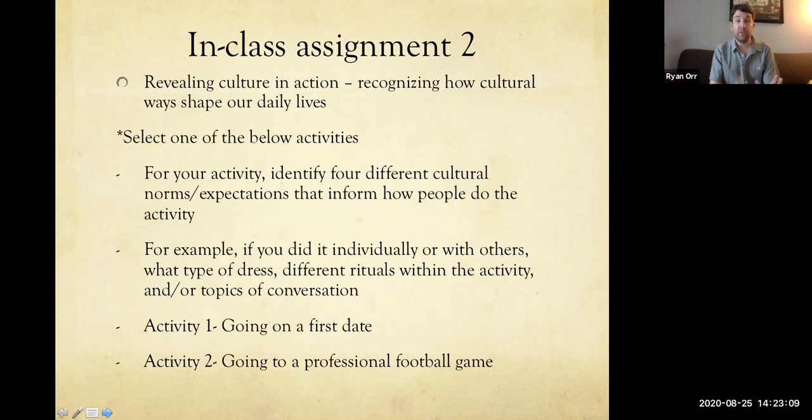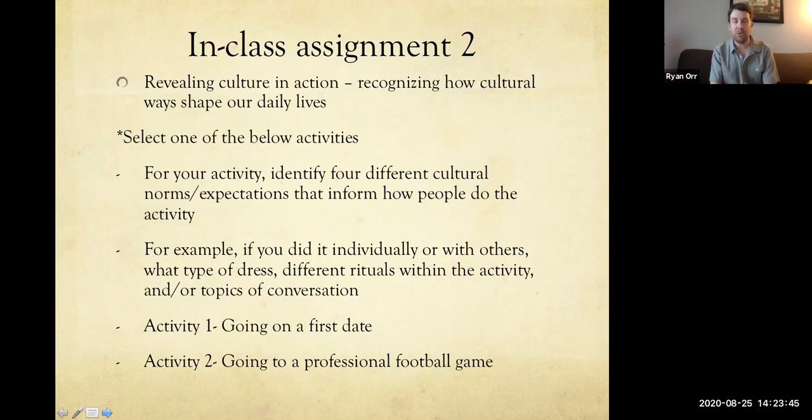So how you go on a first date, how does your culture kind of shape how that operates, how that unfolds? And how does culture kind of shape how you go to a professional football game? How does that culture kind of tell you what to do, what not to do? So, a little bit more specifically, you could talk about, do you do it individually or do you do it in more group-like settings? So, for the football game, yeah, you can go to a football game by yourself, but typically, the culture says you're supposed to go with other people. It's a more social event rather than an individual event.